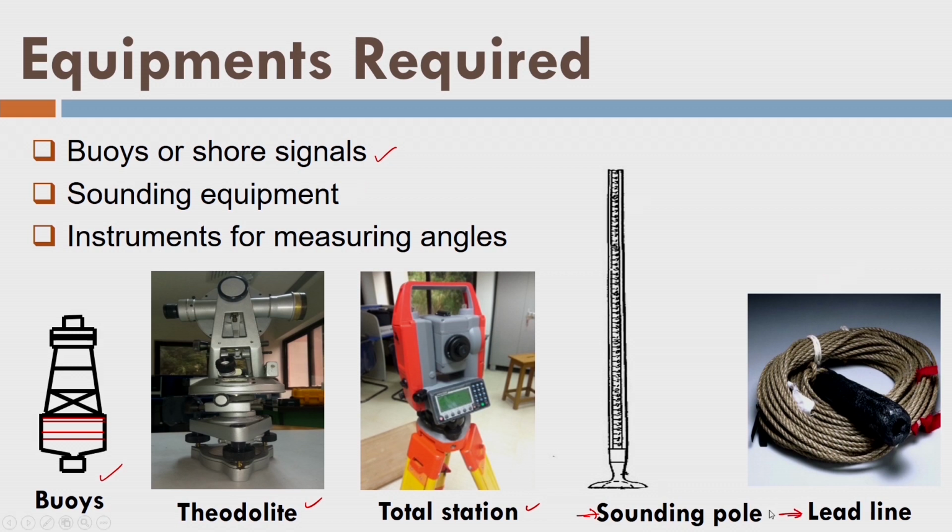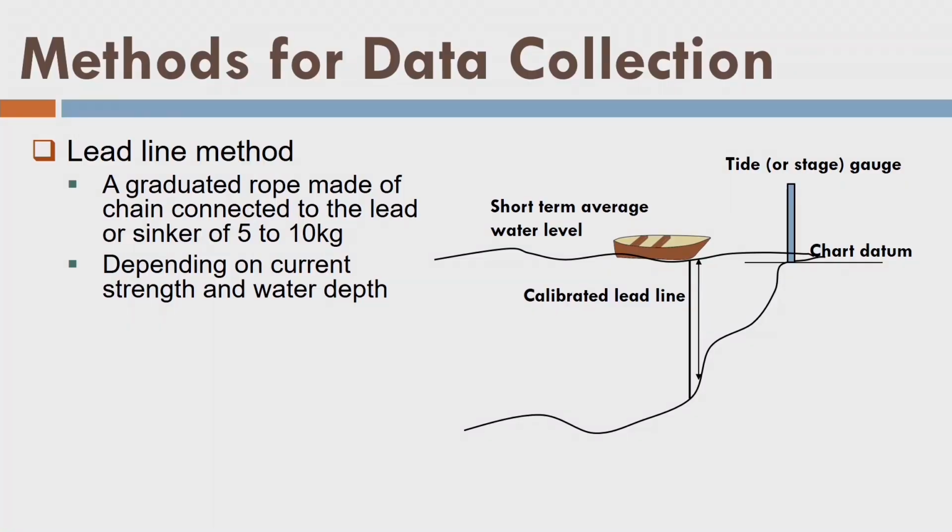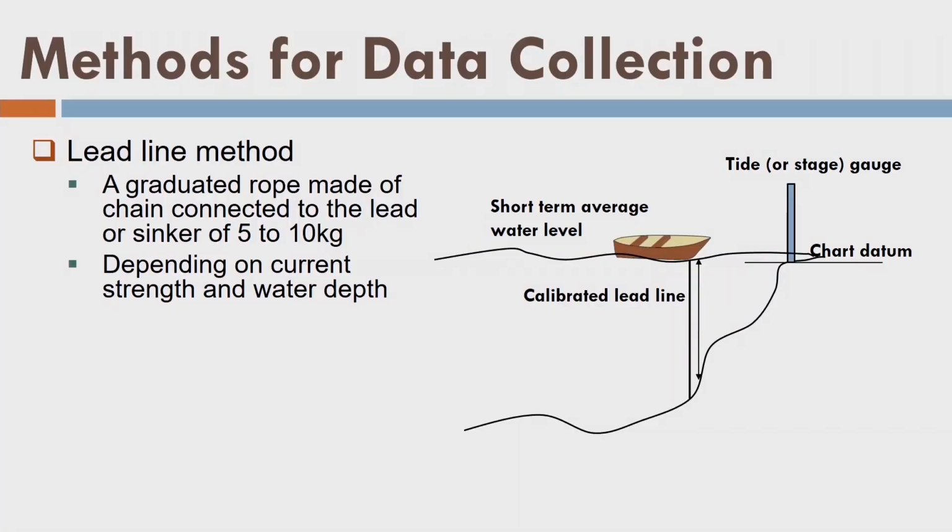What are the lead lines and sounding pole? Basically these two instruments are used to measure the depth of the seabed or river bed. We will see all this as we proceed in this lecture. Now we are considering some of the methods to introduce you how to do the measurement of the depth. So first is lead line method.